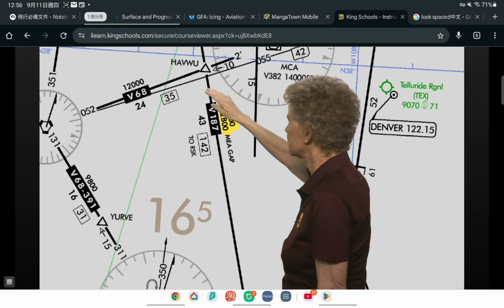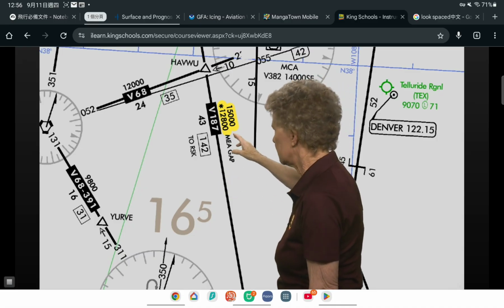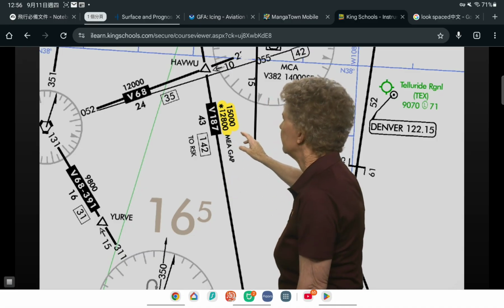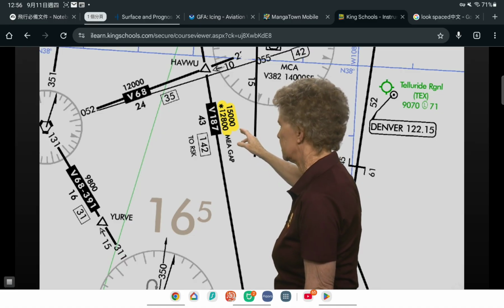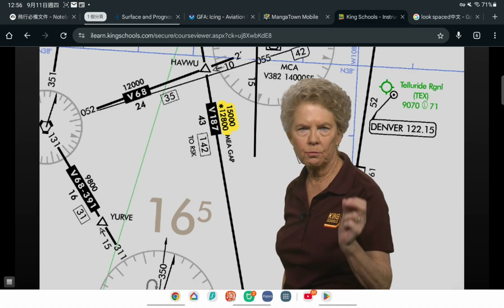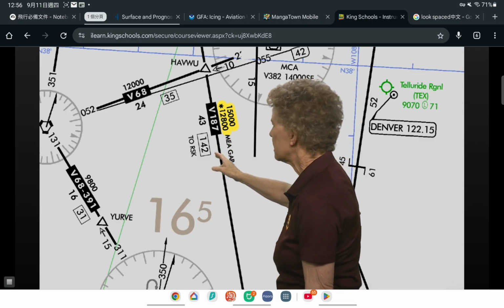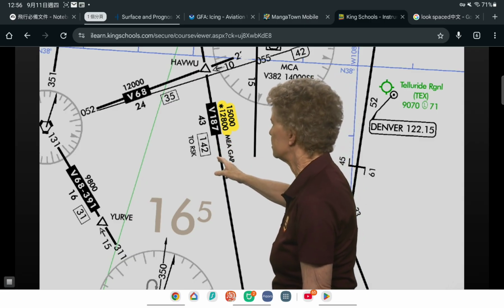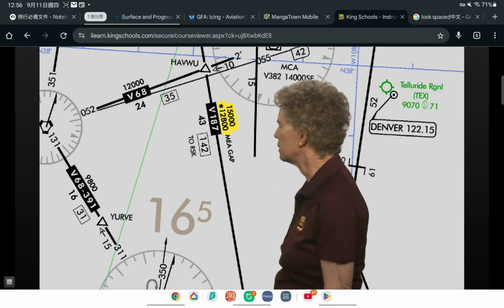And as you follow Victor 187 down to the south, you find your minimum en route altitude again, and the MEA remains at 15,000 feet MSL. The altitude with the asterisk, however, the MOCA, is the one that changes at Herm. So let's continue southbound on that airway.